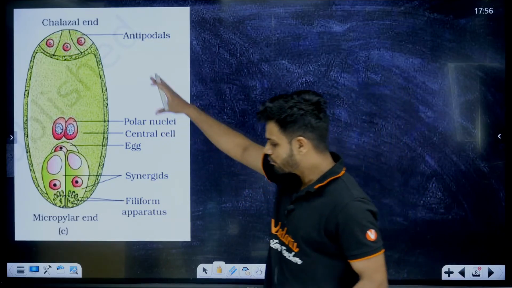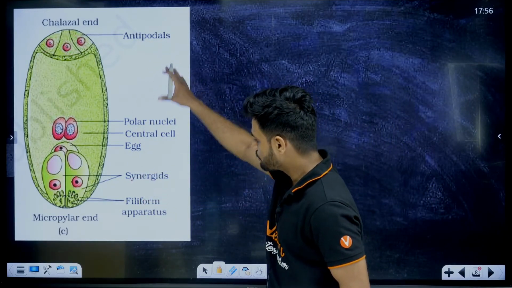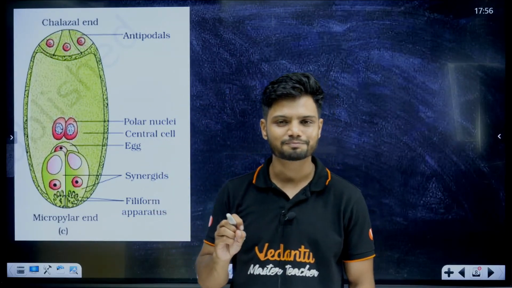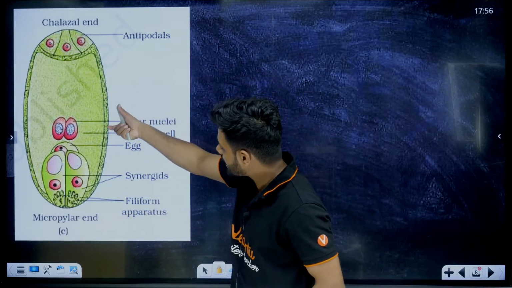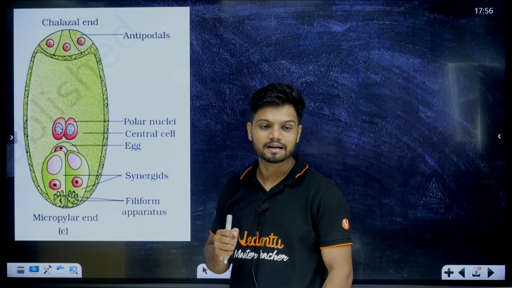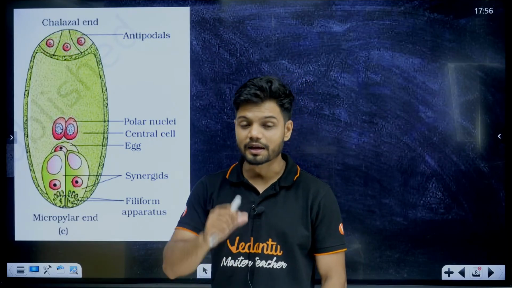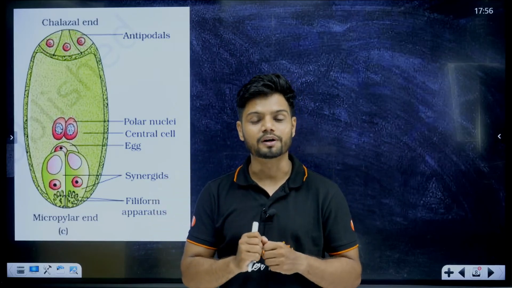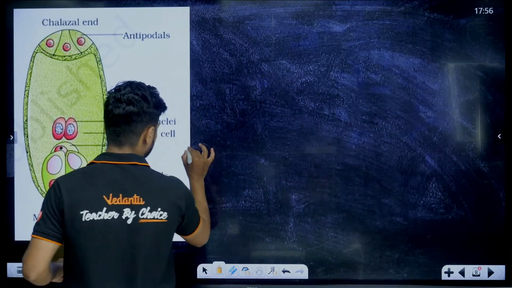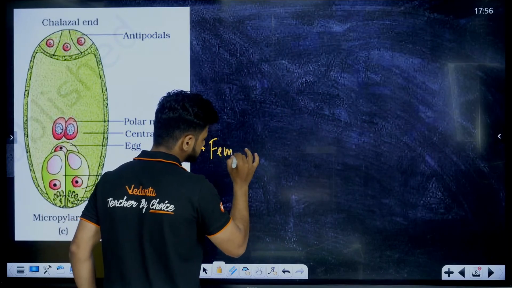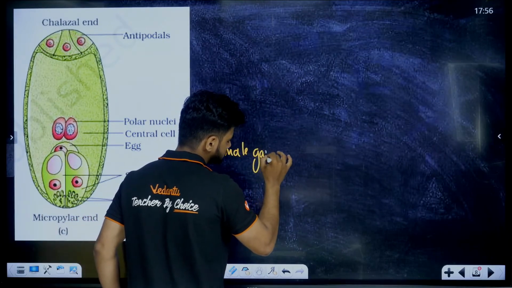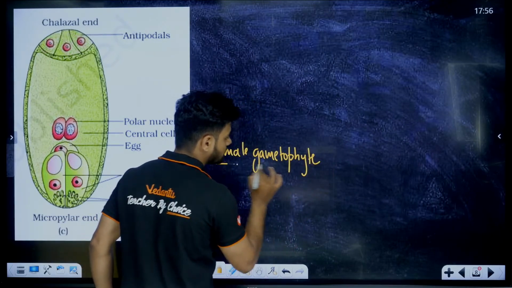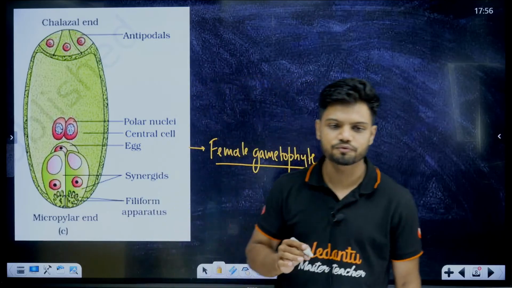Now let's look at one more basic structure. Can anyone tell me what this structure is called? This structure is a typical embryo sac. Now the embryo sac also has another name. A typical embryo sac is called your female gametophyte. This is your female gametophyte. Clear? It's called female gametophyte.